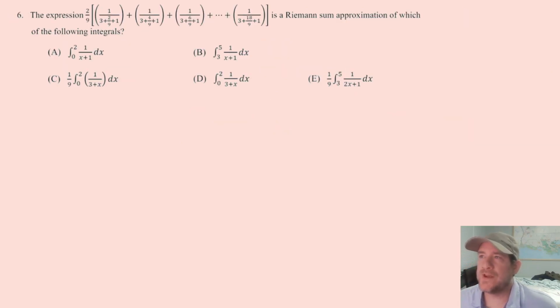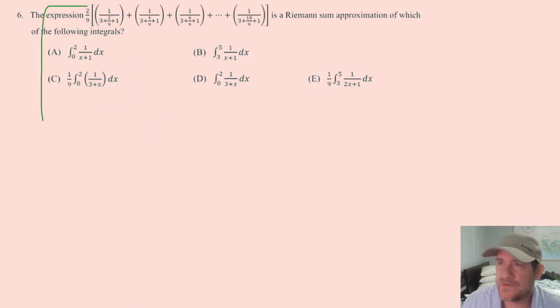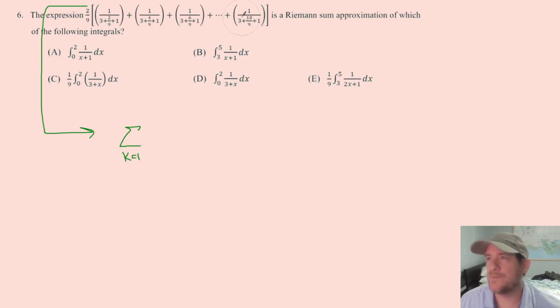So for 6, more of the same. You might want to try to take this and turn it into the sigma notation if that's the way you're comfortable with this. But again, k would still want to start at 1. And how many terms are we looking at? Well, again, if the denominator here is 9, then we should be going from 1 up to 9. And I do have this 2/9 here as my delta x.